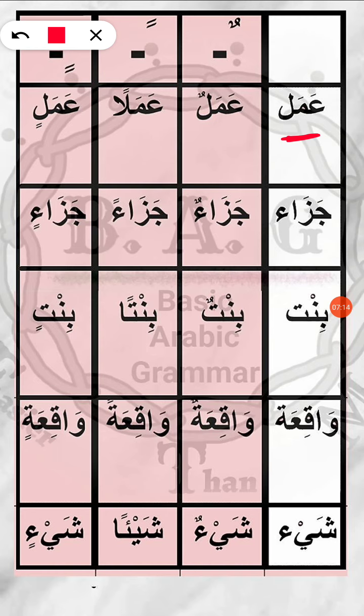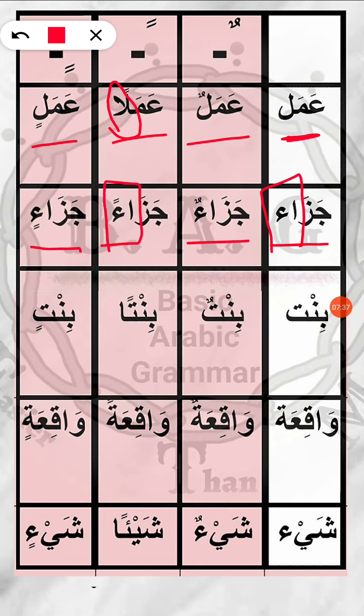So the rafa form of the word amal is amalun. Amal means act or deed. Amalan in nasab form, and as you can see we have the post-tanween alif here. Then amalin in jar form. Jaza. So we have our alif hamza combo, so jaza'un, jaza'an without the post-tanween alif, and then jaza'in. Next, bint. Bintun, bintan with the post-tanween alif, and then bintin. Jaza means reward, bint means a girl.